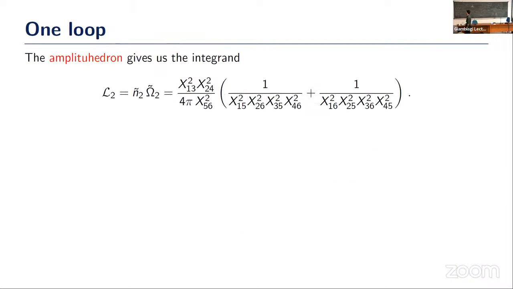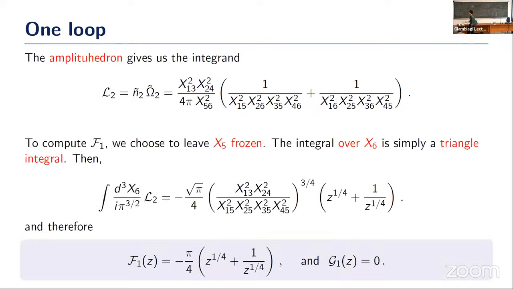So how do we integrate negative geometries at one loop? We have to take the two-loop integrand for the logarithm of the scattering amplitude, which from the amplituhedron is this one that is here. We perform only one of the loop integrations, that is, we leave one of the loop integrals frozen. The loop integral that we perform is only a triangle integral. So we get this result, which is here. From this, we read that the parity-even term is now non-trivial, but the parity-odd term vanishes.